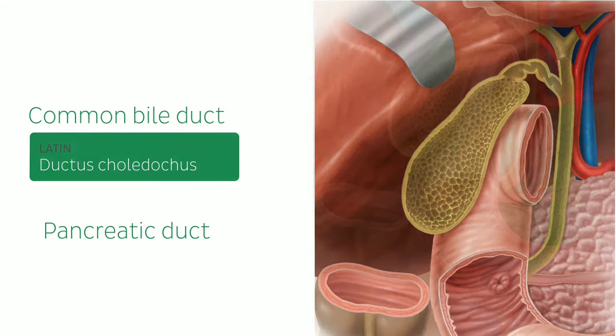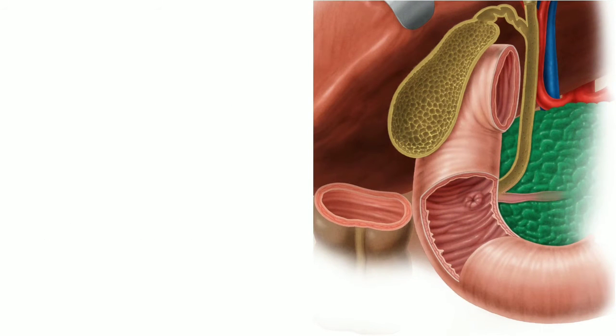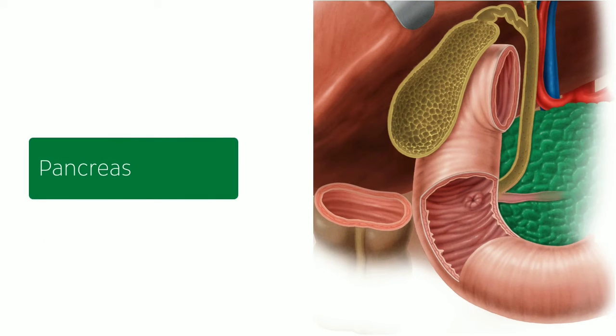In the next illustration, we can see part of the pancreas. The pancreas is an organ with both endocrine and exocrine function. The exocrine part of the pancreas is responsible for secretion of fluids that contain essential enzymes for digestion. These enzymes help break down proteins, carbohydrates, and lipids.